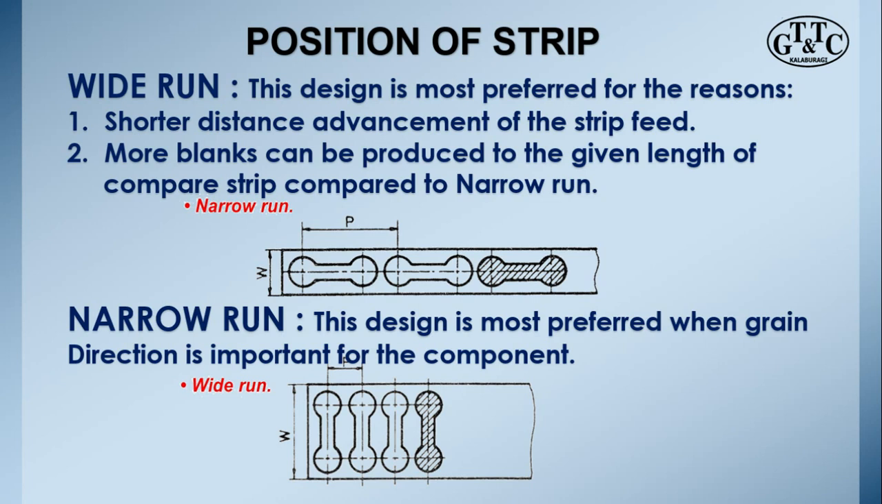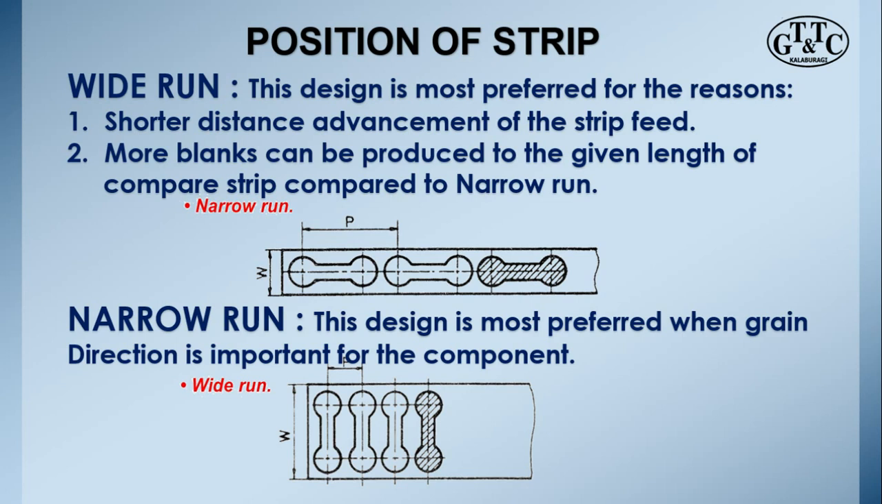We see there are two positions, one is a wide run, the other one is a narrow run. And you see that generally the wide run in this design is more preferred, as it has certain reasons. The first thing is that there is a shorter distance advancement of the strip feed in the wide run, and then for a given length of the strip, as compared to the narrow run, we get more blanks from a wide run.